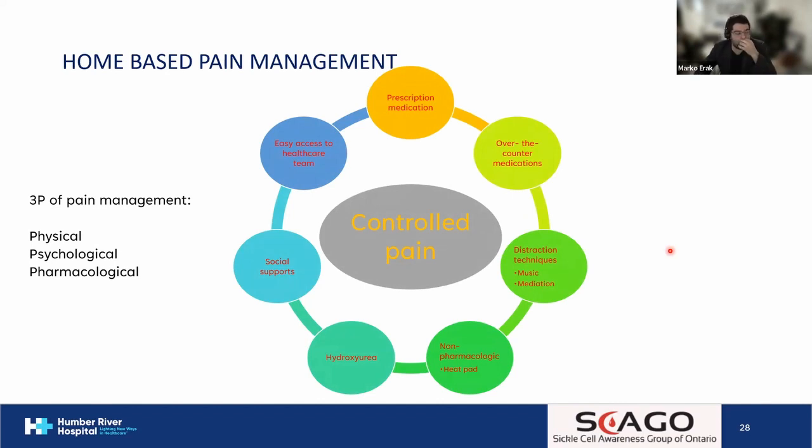And there's sort of a link of other things that patients would do at home that, when they work together, are very helpful. This includes good social supports, easy access to their own healthcare teams, so they don't necessarily need to come into a hospital if they need more pain medication. Having a good plan for prescription medication and the ability to renew it, and having good access to over-the-counter medications.